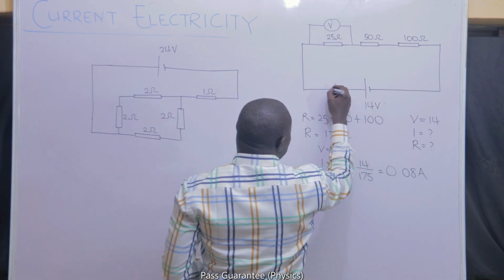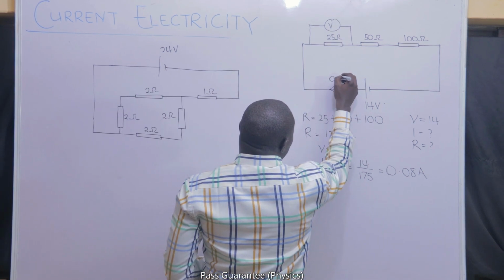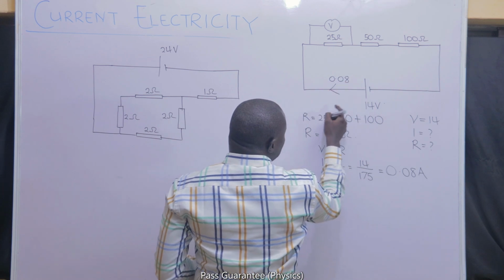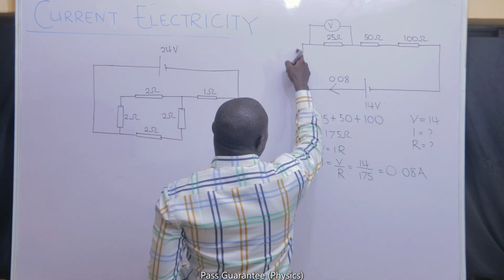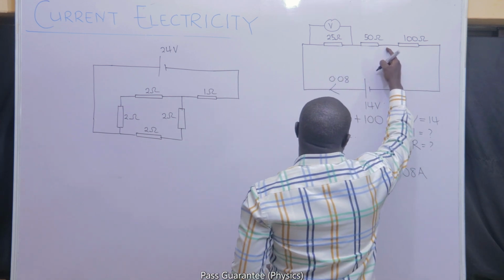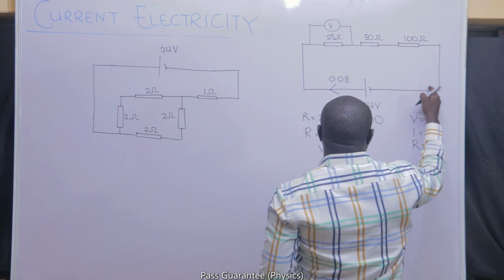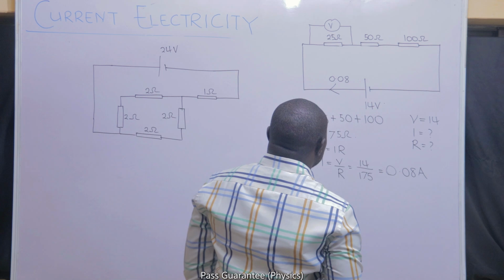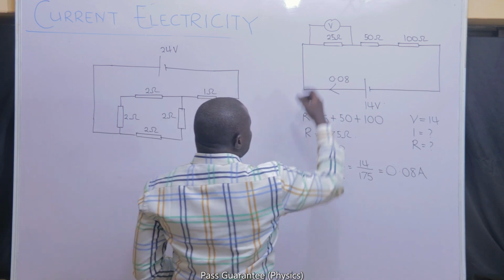What I'm saying in essence is the current passing through the circuit is 0.08. It will pass through the circuit. That's the current that will pass through 25. It's the same current that will pass through 50, and it's the same current that will pass through 100 and come back to the cell. If that is the case, I can now find the voltage that is required.